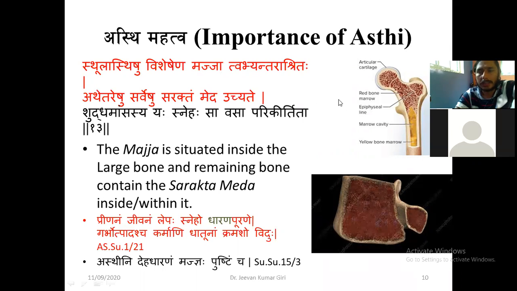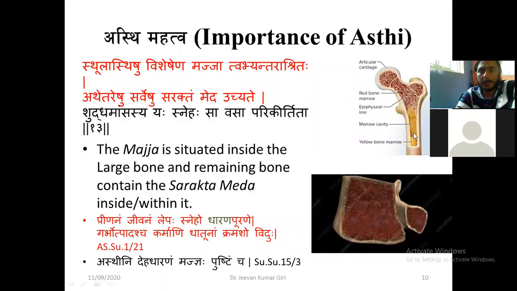Okay. Inside the long bone and short bone, there is the majja. You can see in this diagram, this is the long bone. We have to expose the inner side of the long bone. That is the medullary cavity or marrow cavity. In that marrow cavity, you will find the bone marrow, that is the yellow bone marrow. So, स्थूलास्थिषु विशेषेण मज्जा त्वभ्यन्तराश्रिता.